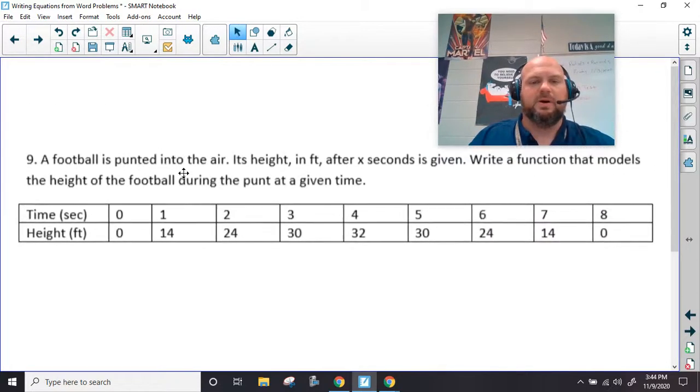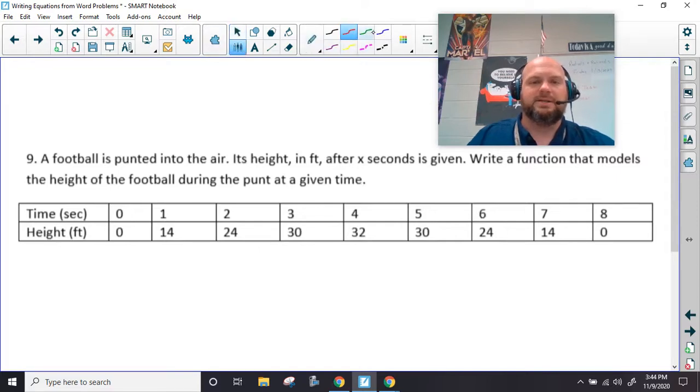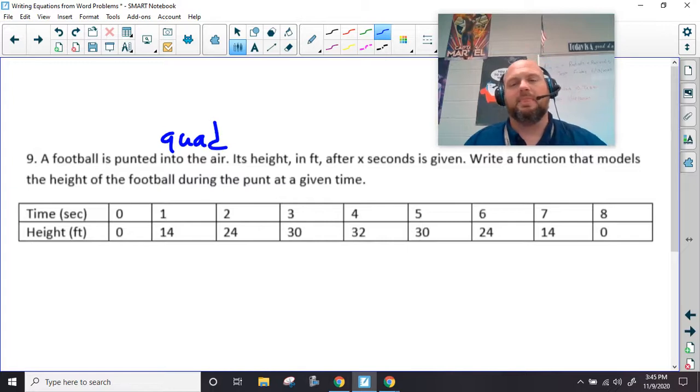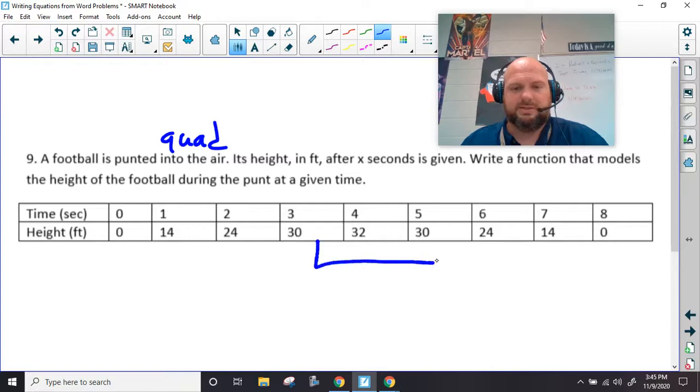All right, a football is punted into the air. Remember what I said. Anything that's punted, all right, so this is quadratic. Now, I'm not going to lie, just about every word problem that's quadratic has a chart with it. So we look at our y values. This is where they start to repeat. All right, so this is our h, this is our k.